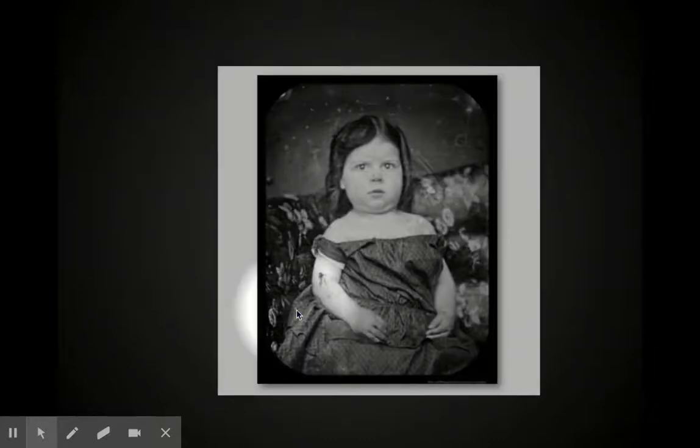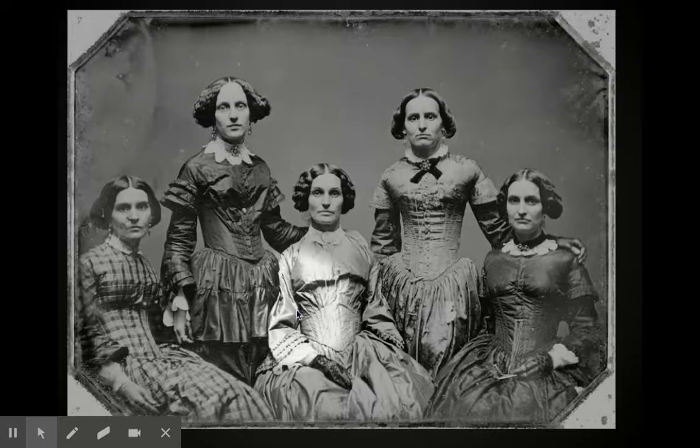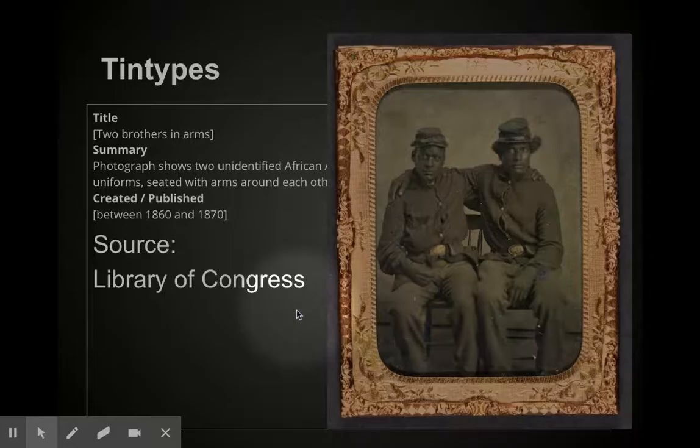Here are a couple of examples of some early daguerreotypes. And you can see that they are portraits. The next kind of technology developed was something called a tintype.